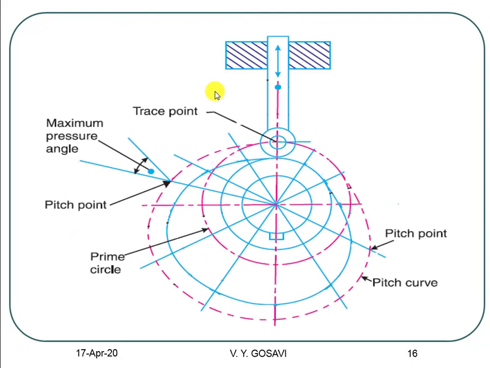Next term is prime circle. It is the circle drawn from the center of cam passing through the trace point. So this is the prime circle. It is drawn from the center of the cam and it is passing through the trace point.